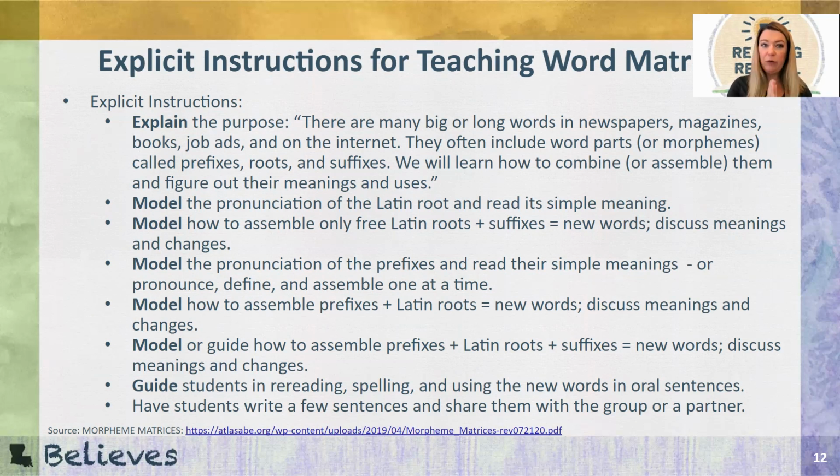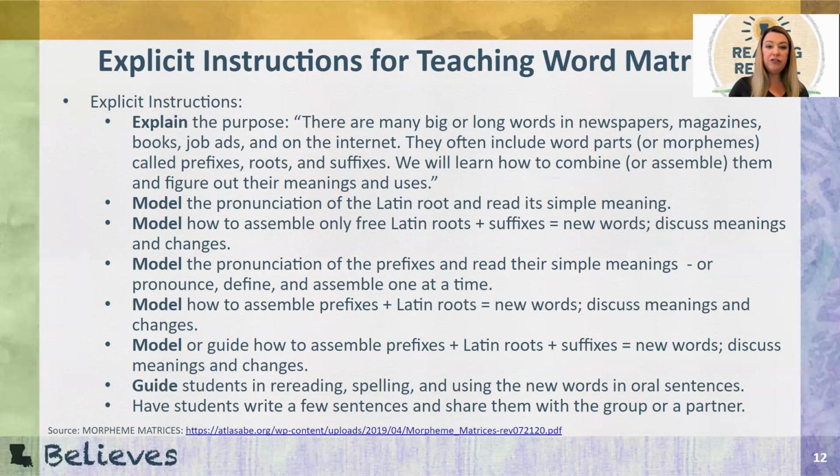So if you were my students and we are starting with this, I would say, okay, guys, today we're going to be talking about morphological awareness and what it is. There are many big or long words in newspapers, magazines, books, job ads, on the internet. And all of these words often include word parts, or what we call morphemes. And they consist of prefixes, root words, and suffixes. Today, we're going to learn how to combine or assemble them and figure out their meanings and their uses. And this is going to help you understand the meanings of lots of different words as you're reading, and help reading become easier to you when you see these words.